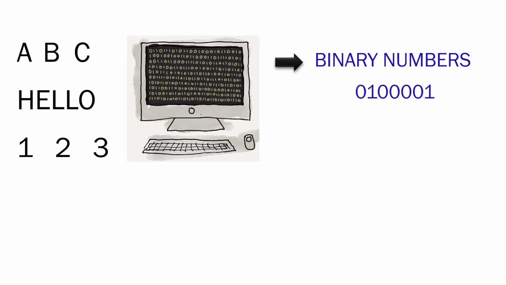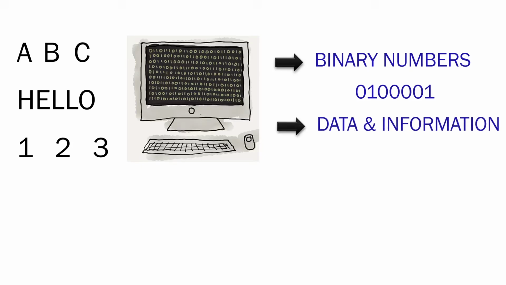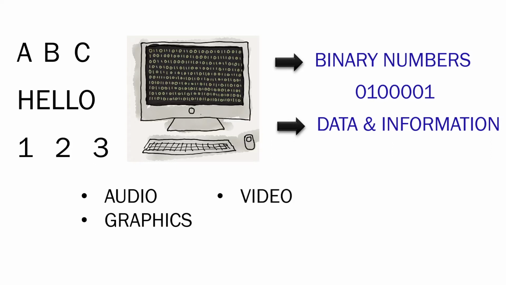binary numbers. And computer represents all kinds of data and information in binary numbers. It includes audio, graphics, video, and of course, text and numbers. So, what is a binary number?